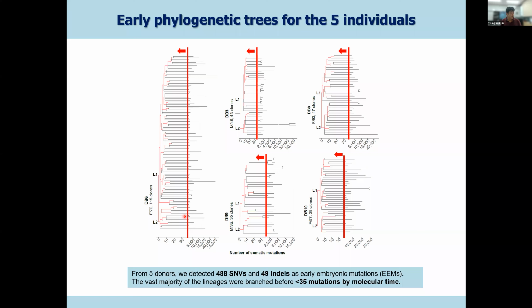And as you can see here, the early lineages were branched before 35 mutations by molecular time. Because mutations are like a molecular clock during embryogenesis, we can measure each event by the number of mutations. The vast majority of the lineage branching was before 35 mutations by molecular time. Or in other words, 35 mutations by molecular time is the latest developmental lineage we can observe in our study.